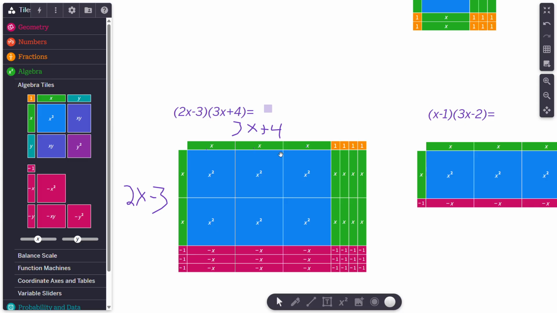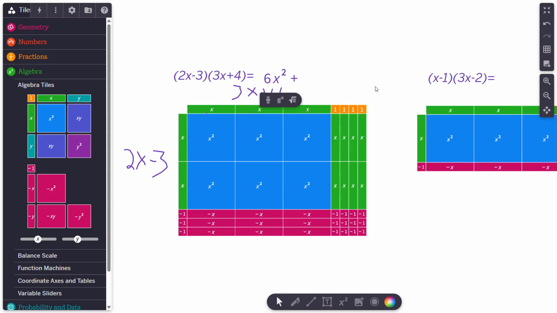And then to get your answer, you just simply fill in the blanks, or count the things. How many x squareds do we have? I see 1, 2, 3, 4, 5, 6. So it's 6x squared plus, how many x's do we have? So we do have a few.